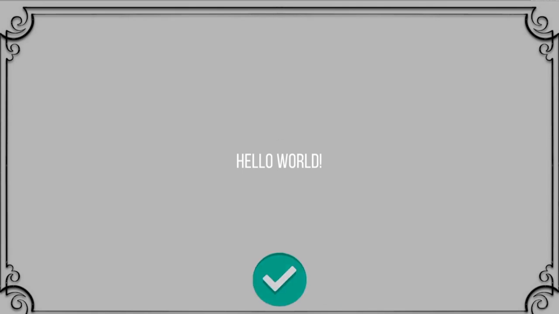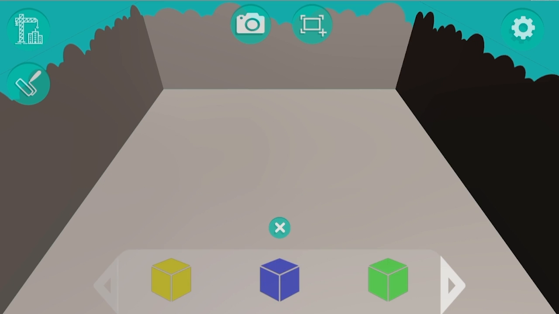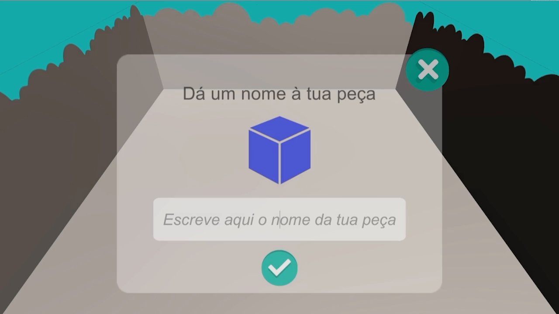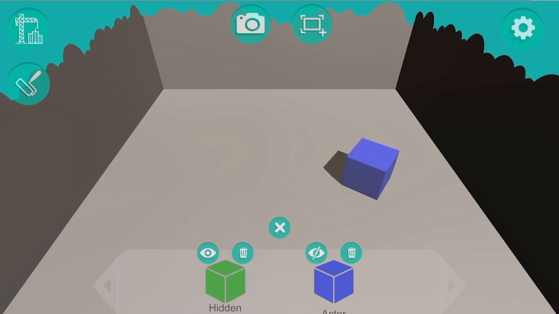Children can also create different actors that express themselves differently. They can give a name to each actor. In addition to naming these agents, children can toggle their visibility.